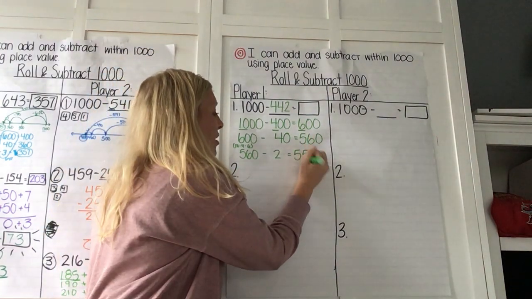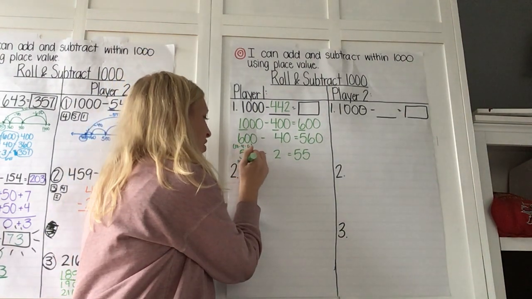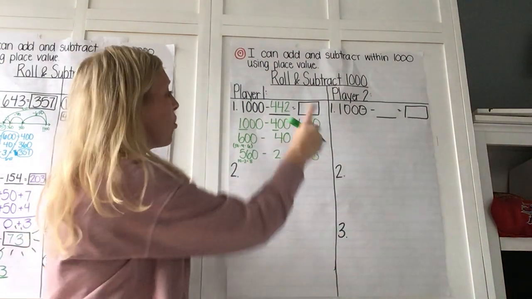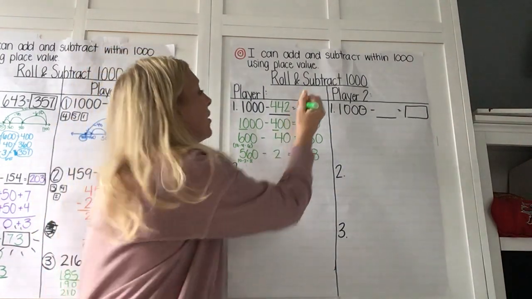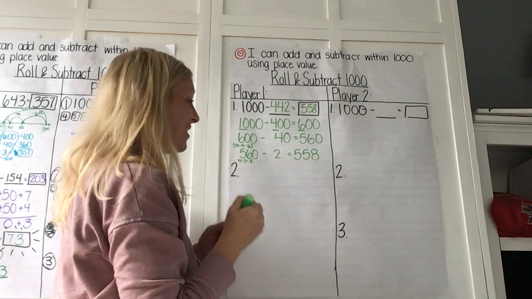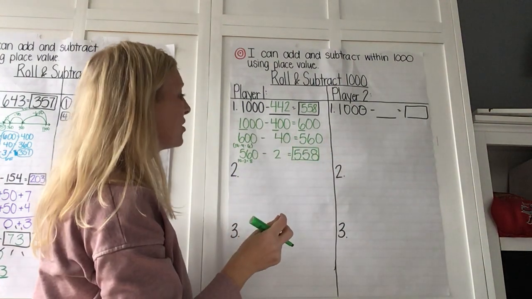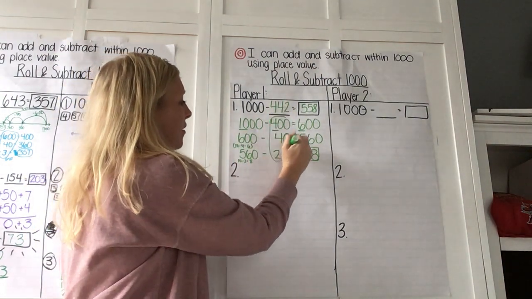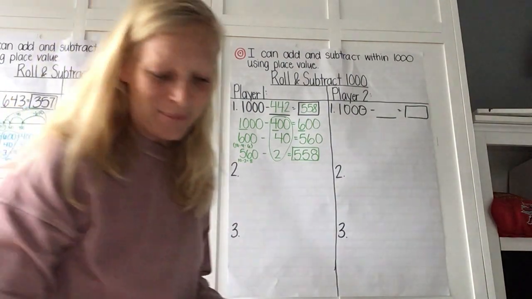Because you had to break up one of those tens. So there's the 5 tens, and 10 take away 2 equals 8. So what is 1,000 take away 442? 558. Here's our unknown. Where's your 1,000? Where's your 442 that you were taking away? And there's your answer. Wiggle waggle. Awesome. Shall we roll for you guys?